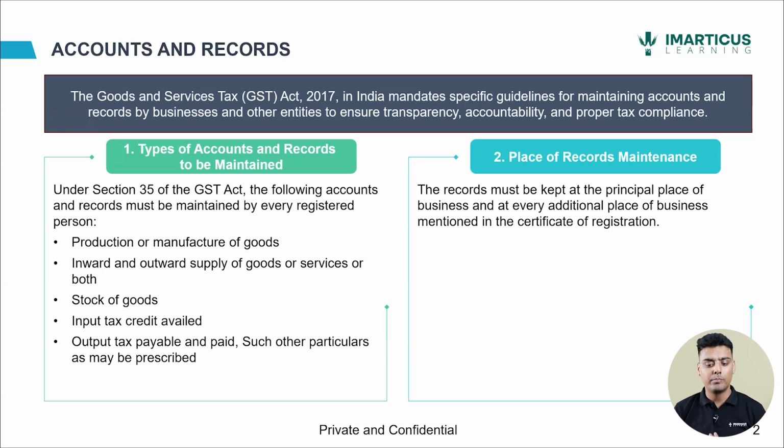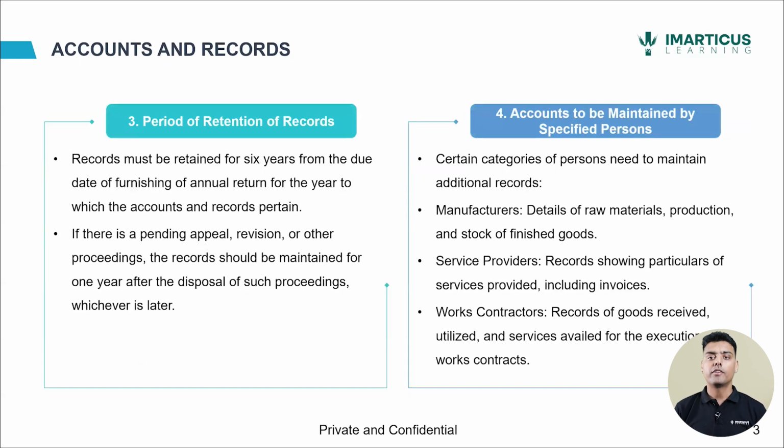These records must be maintained at the principal place of business of every organization and at every additional place of business mentioned in the GST certificate. The period of records for GST is 6 years. That means you have to retain your books of accounts for a minimum period of 6 years.